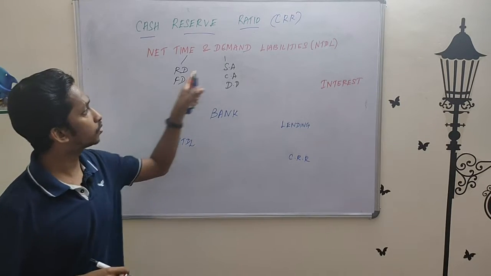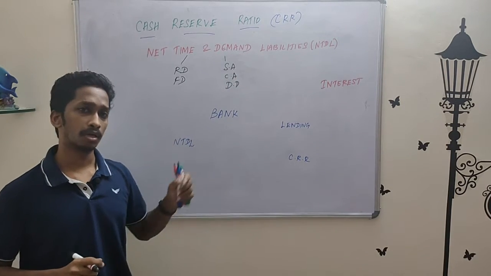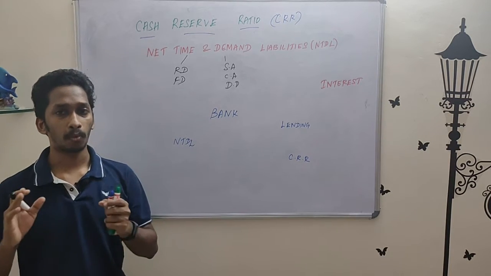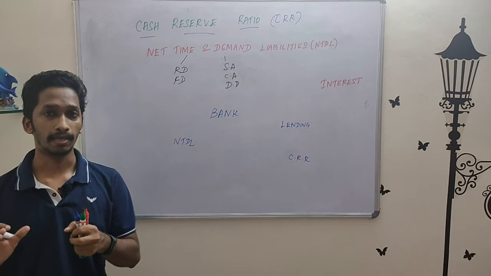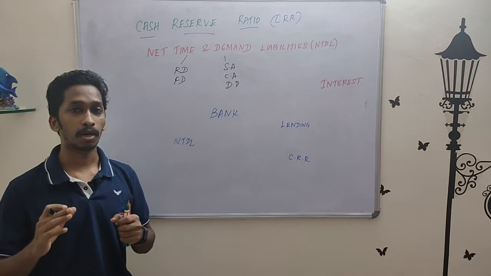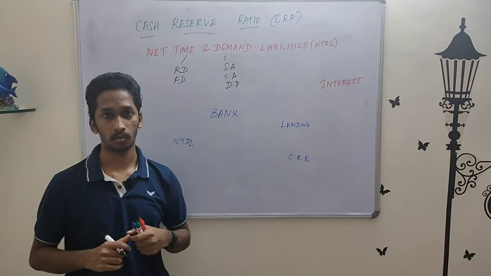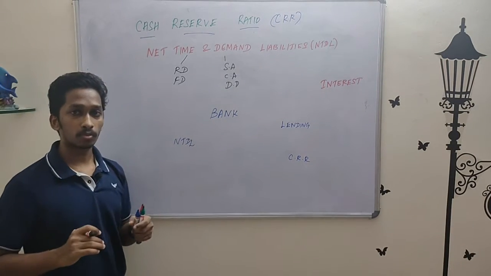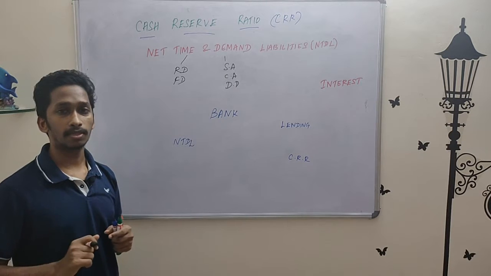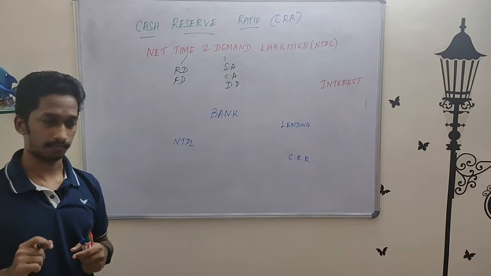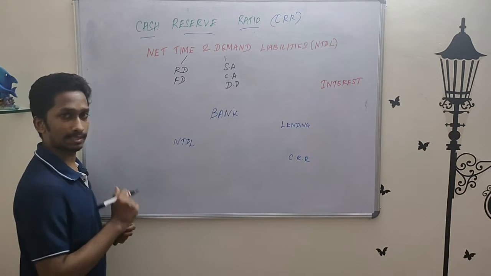Okay. So now that you know what NTDL stands for, learning CRR is much easier. CRR is the amount of cash a bank has to maintain as part of its total deposits, which is its NTDL. In today's situation, a bank has to maintain 4% of the NTDL as CRR. Let's assume an example.